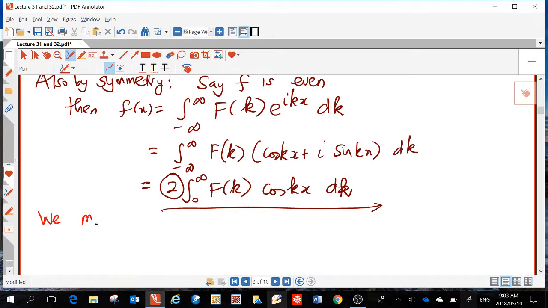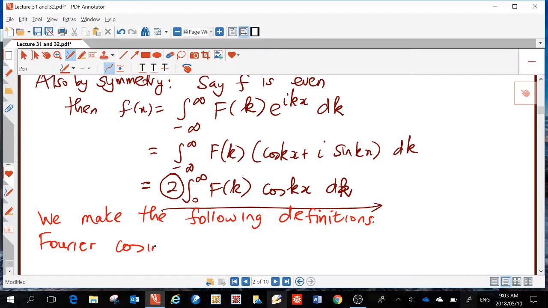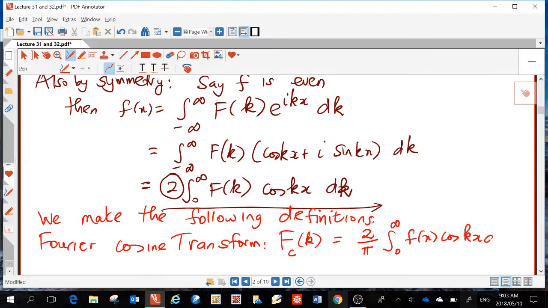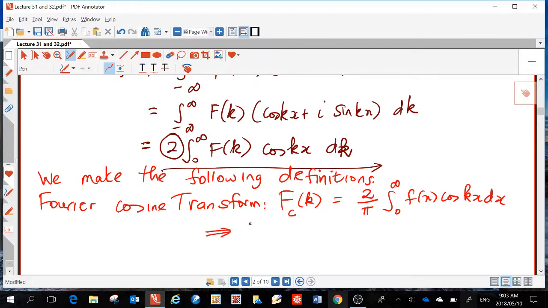So we make the following definitions. So from here onwards, you can use these definitions, which are motivated by these symmetry properties. The Fourier cosine transform is F of k, and we put a small c there to say Fourier cosine transform. We will define it as 2 over pi integral 0 to infinity f of x cos kx dx, and this will imply that f of x is just, will have nothing in front. We'll absorb the 2, 0 to infinity F of k, that's a cosine, cos kx dk. So that's a Fourier cosine transform.